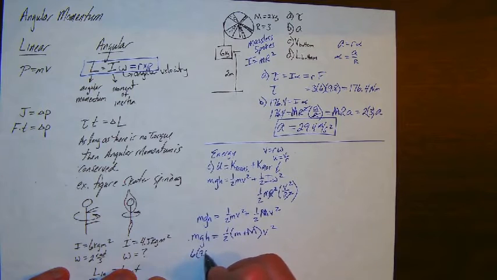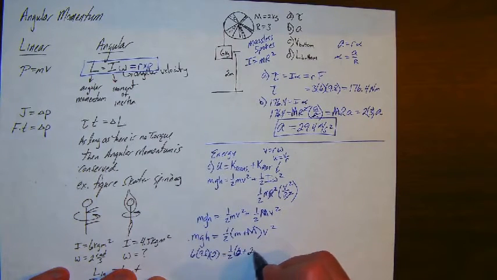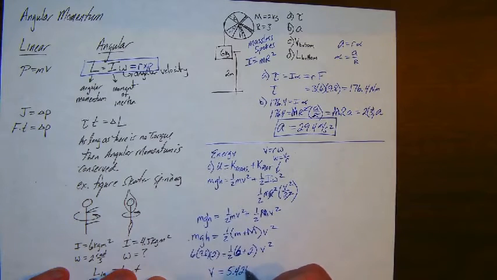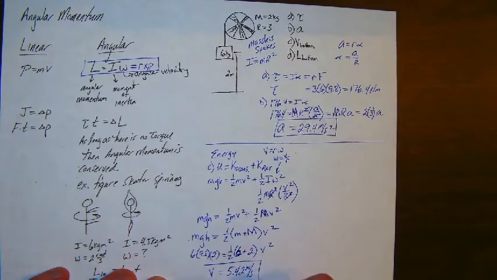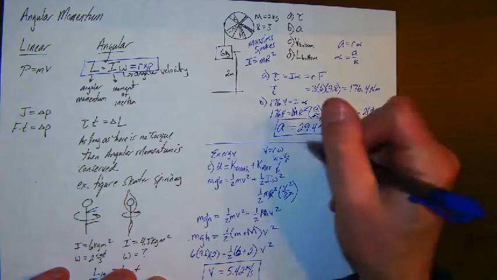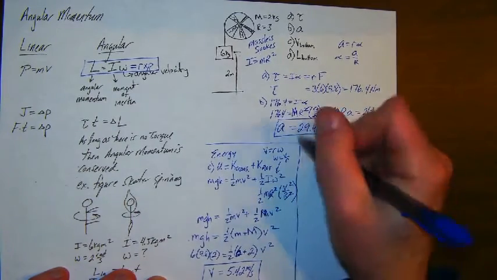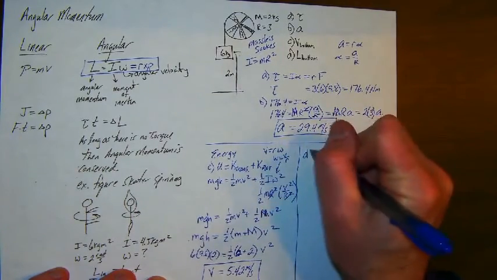This will be 6 times 9.8. The height was 2 meters that it's going to fall. Half of 2 plus, or how about 6 plus 2, 6 plus 2, and v squared. And then when I solve for the velocity, I get a velocity of 5.42 meters per second. Awesome. Now, part D. We want to talk about momentum.